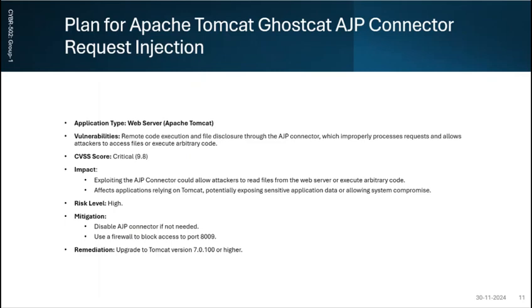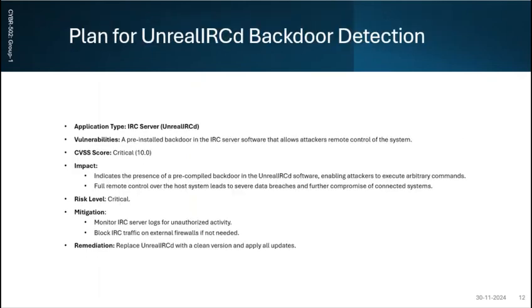This slide shows the plan for Apache Tomcat Ghostcat AJP connector request injection. It explains vulnerabilities in the Apache Tomcat AJP connector, allowing file disclosure and remote code execution. This slide shows the plan for UnrealIRCd backdoor detection, which highlights a pre-installed backdoor in UnrealIRCd leading to full remote control by attackers. It suggests monitoring logs, blocking unnecessary traffic, and reinstalling clean software versions. Here you can see the CVSS score is critical, which is 10.0. Risk level is also critical.